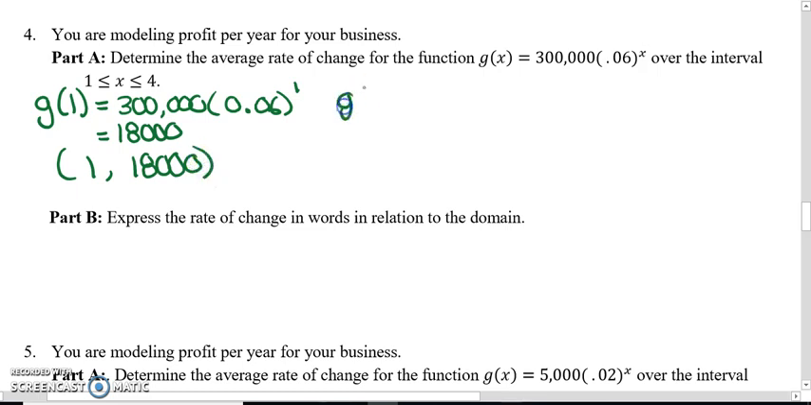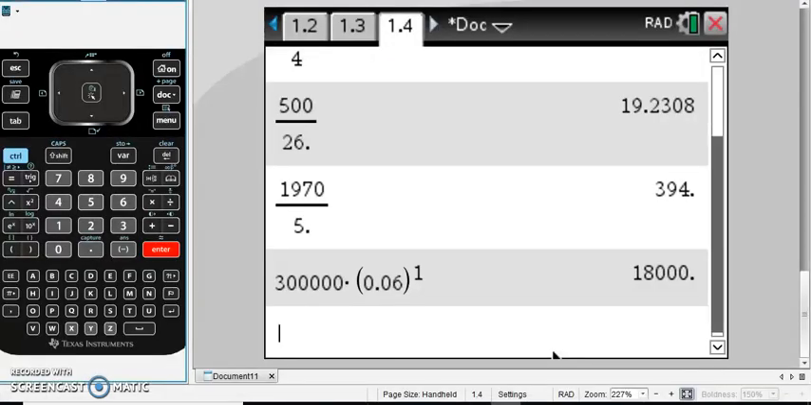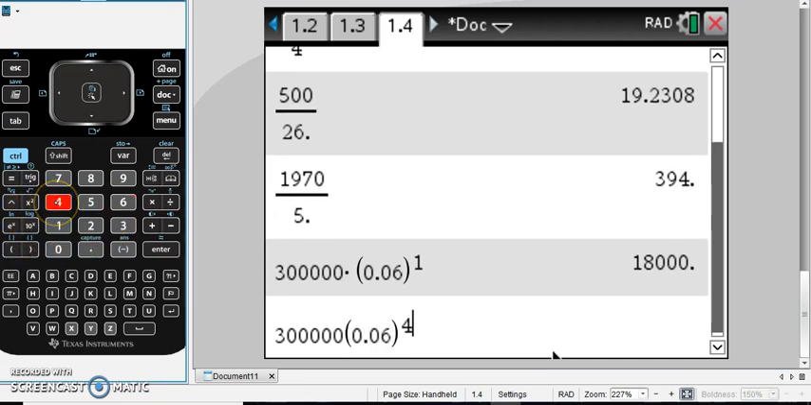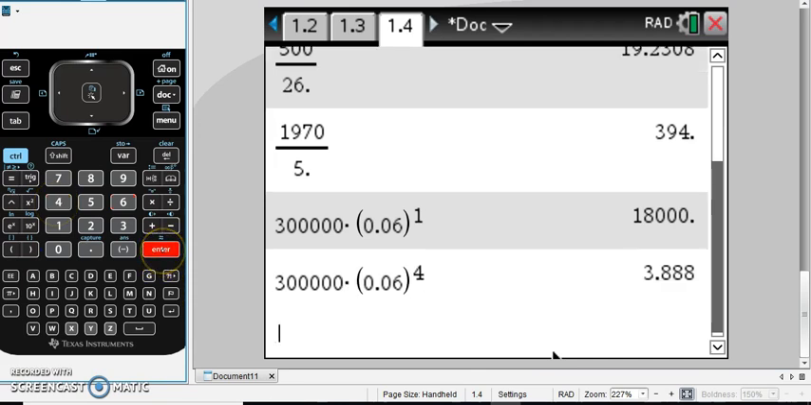Next up is going to be g of 4 equals 300,000 parentheses 0.06 to the fourth power. And again, I'm going to type that right into my calculator. So 300,000 parentheses 0.06, raise that to the fourth power, enter, and I get 3.888.